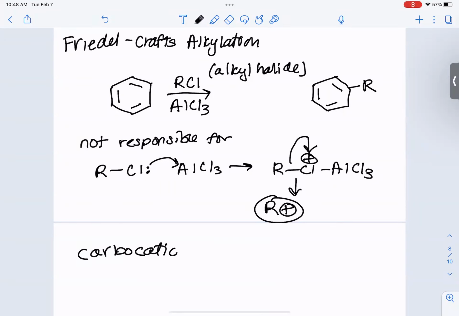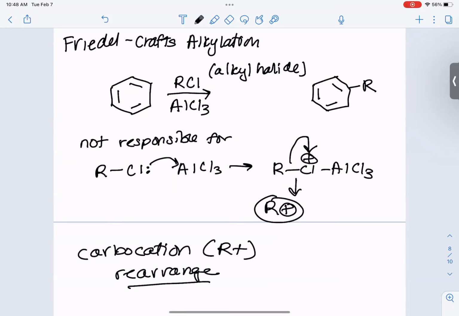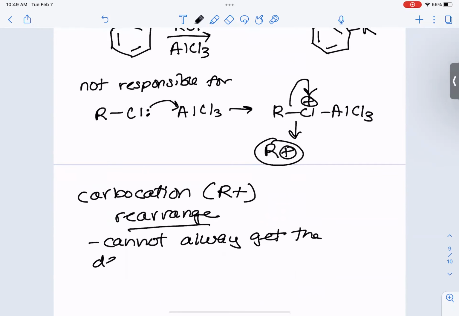What do carbocations do? What's the problem, AJ? They have resonance, but what's the problem with a carbocation? Think about it when we were doing reactions. A carbocation is going to what? It's going to rearrange, right, into something more stable. Okay, so because of this rearrangement, you can't always get the desired alkylation.